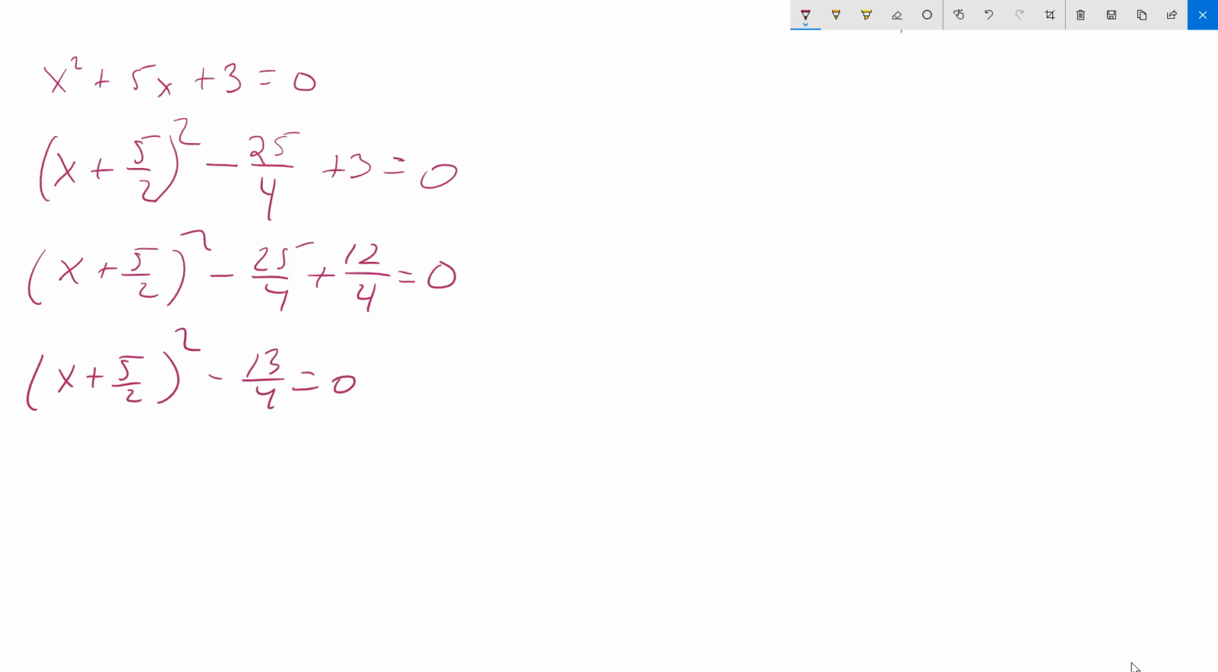Then I'm going to take the 13 over 4 and move it to the right side with addition, so it will become x plus 5 halves squared equals 13 fourths. The next step here, because you have a quantity squared on the left side, you just take roots on both sides. So I'm going to do that up here. I'm going to say x plus 5 over 2 squared equals 13 over 4. And now let's take roots.